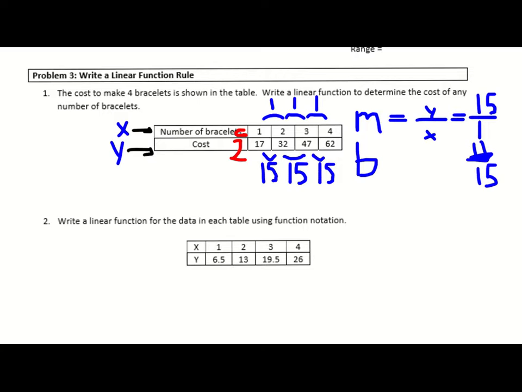What we have to do now is put this all together. We have our b value, and we just need to make our equation. If you recall our equation, y equals mx plus b. All we're going to do is plug in m and b. So our final answer would be y equals 15x plus 2.